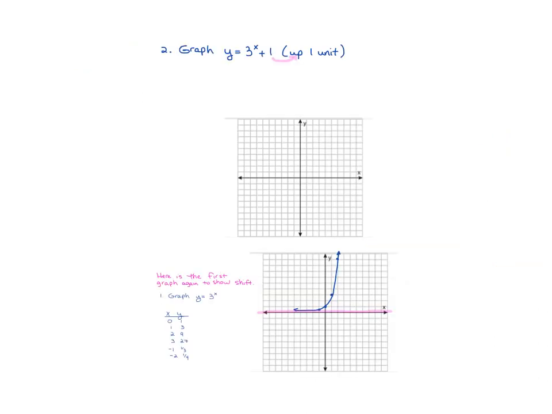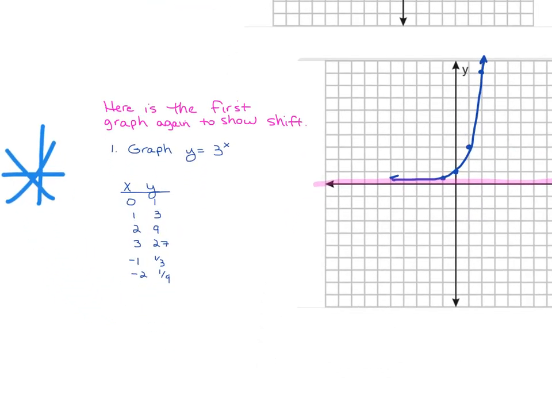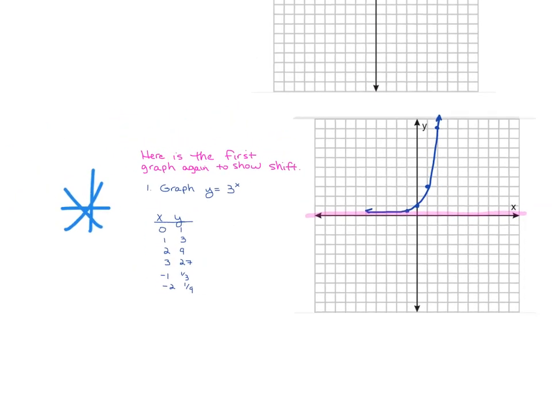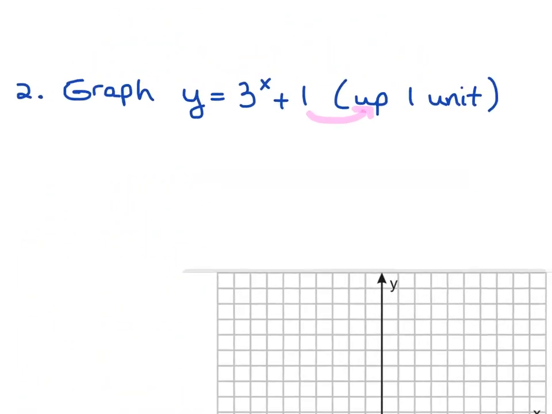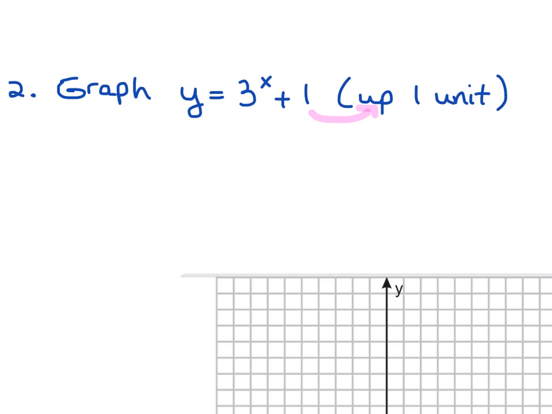Next slide, I'm referring back to the very first one that I did, and it was the graph of 3 to the x power. So this is what the graph looked like. Now notice the problem that they're asking me to graph is actually y equals 3 to the x power plus 1. So this plus 1 is indicating that it's going to be a shift of 1 unit up.